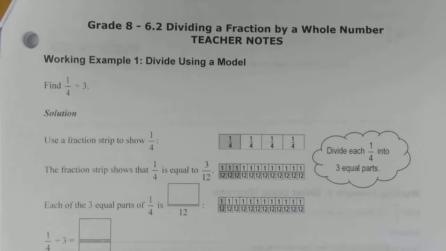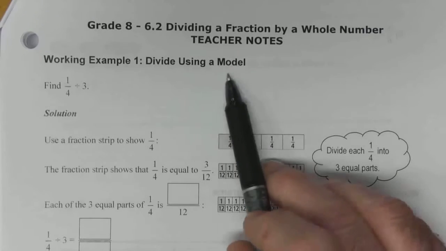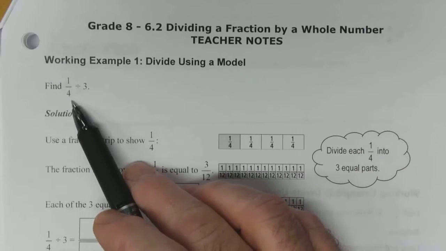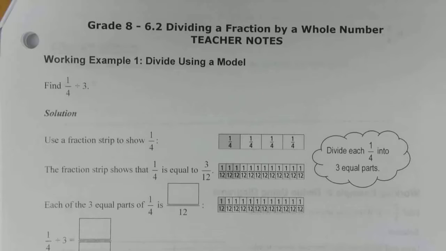Point 2 is dividing a fraction by a whole number. So with example number 1, again, we're using a model. We're not going to use just numbers yet. We've got to look at some model options first. Finding 1/4 divided by 3, that's our first task here.